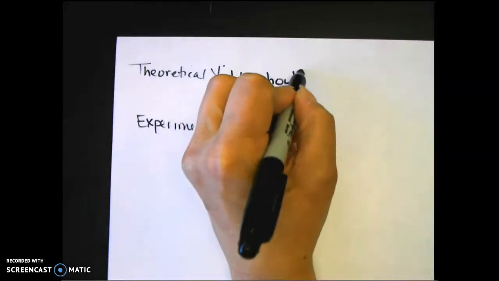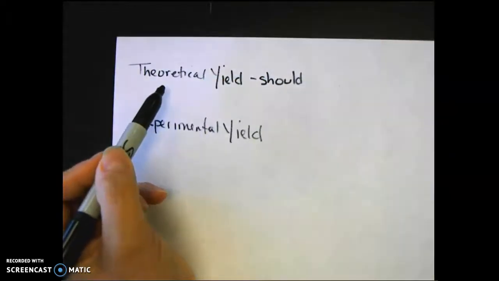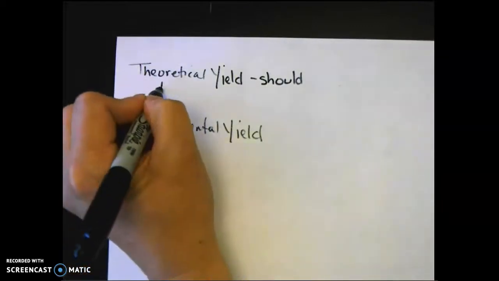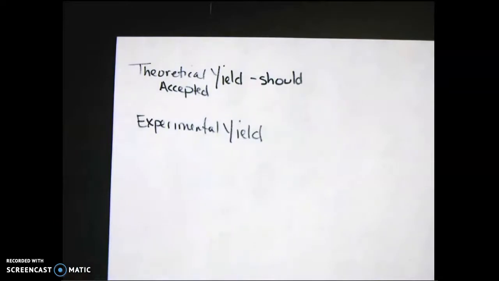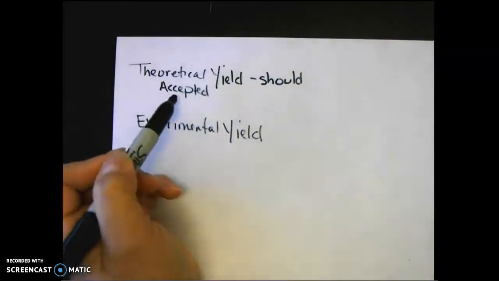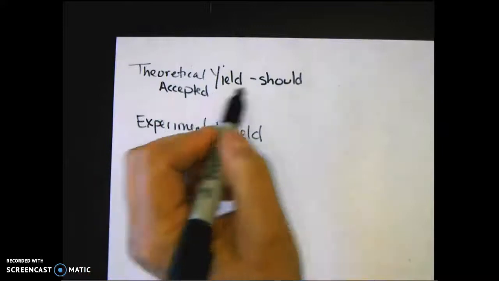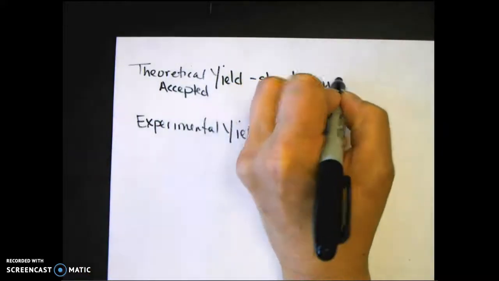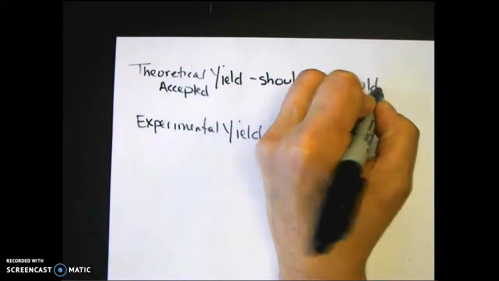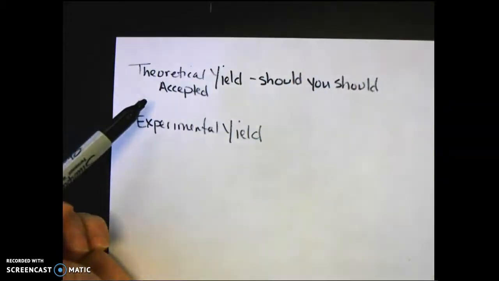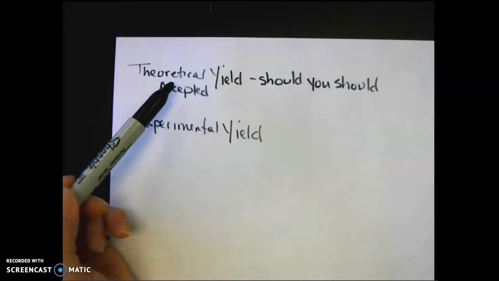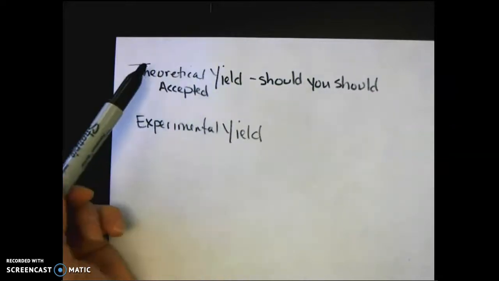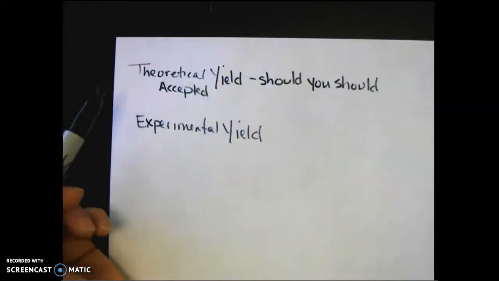Sometimes the theoretical yield will be called the accepted value. So theoretical yield, theoretical value, accepted value, all of those mean the same thing. It's what you should get. For example, we've been doing some activities with density. So the accepted value, the theoretical value, is the published density that you find online for the density of, say, nickel.